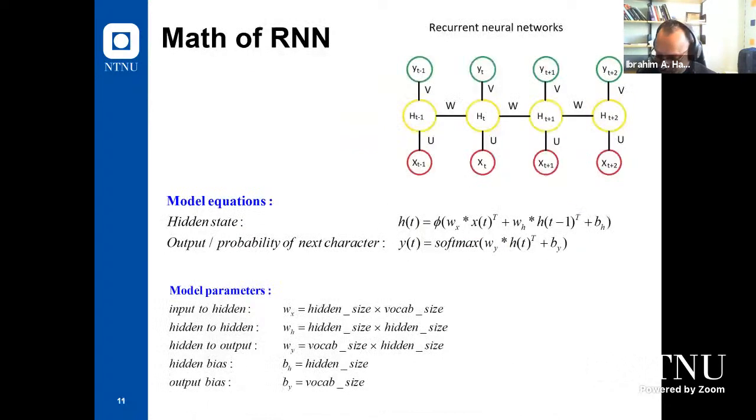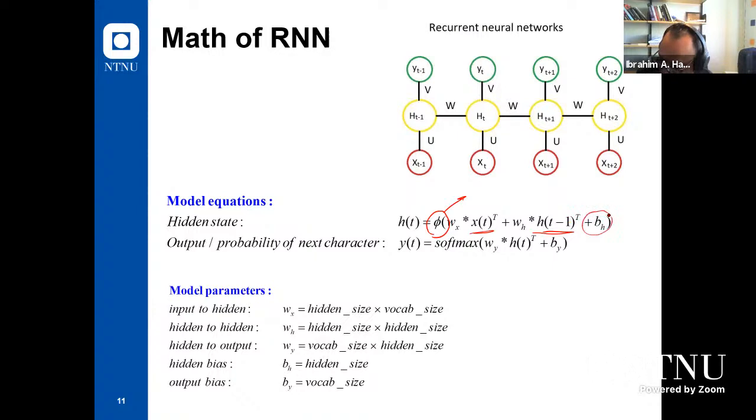The equations for this RNN, as I told you, are very simple. We have the hidden state, and we need to update the states at each time step and calculate the output, right? So how can we update the states? HT, the current state, will be a function of the current input XT and the previous state. And phi is a nonlinear activation function. It could be hyperbolic tangent or whatever. So we have omega x times x plus omega h times h plus bh.